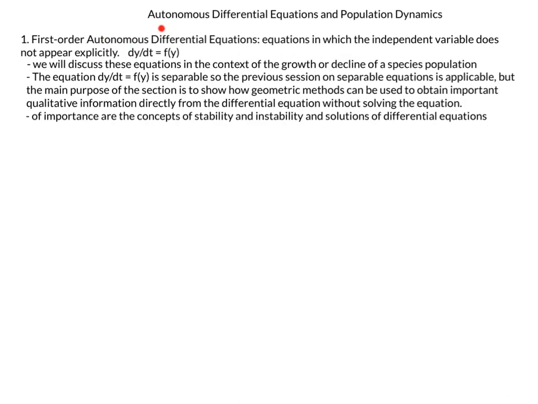So an autonomous differential equation is an equation in which the independent variable does not appear explicitly. Here we have dy/dt equal to f of y. So we don't have any functions of t. That's what we mean by the independent variable does not appear explicitly. We either have the derivative of y or we have y. We will discuss these equations in the context of growth or decline of species population.